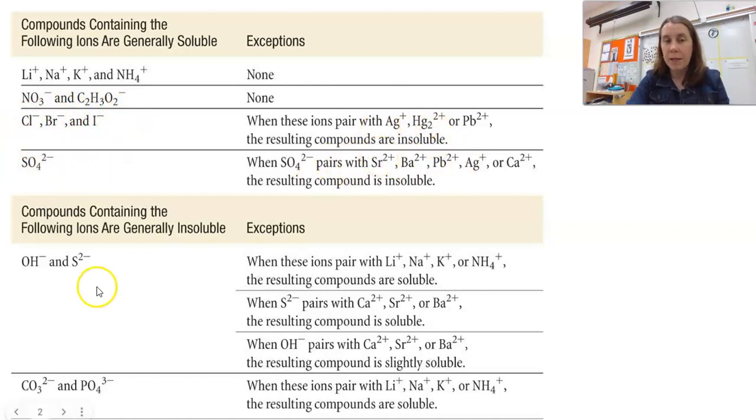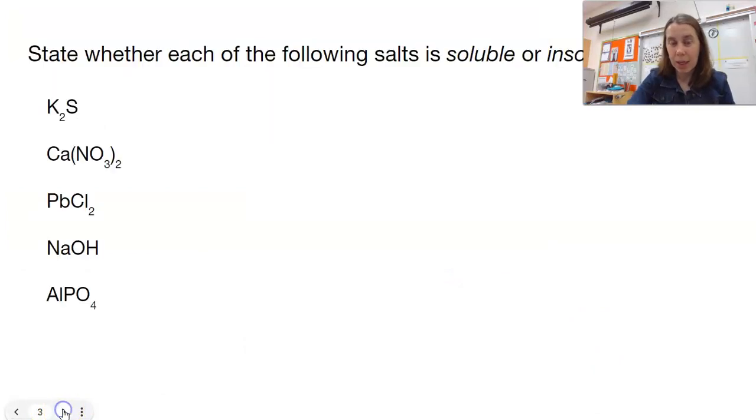The bottom is the opposite. These ions are generally insoluble. They usually form solids with other cations. But then there are also some exceptions. For example, there are no exceptions to sodium ions being soluble, so if we pair them with hydroxide or with sulfide, that would be an exception. If it's paired with one of those, then it would be soluble. So let's just practice that skill first.